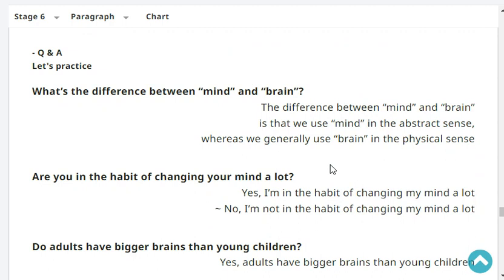Are you in the habit of changing your mind a lot? Yes or no? No, I'm not in the habit of changing my mind a lot. Do adults have bigger brains than young children?